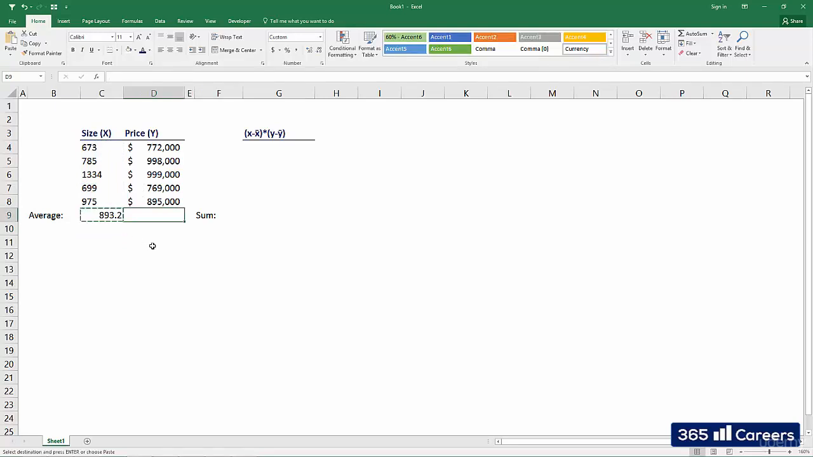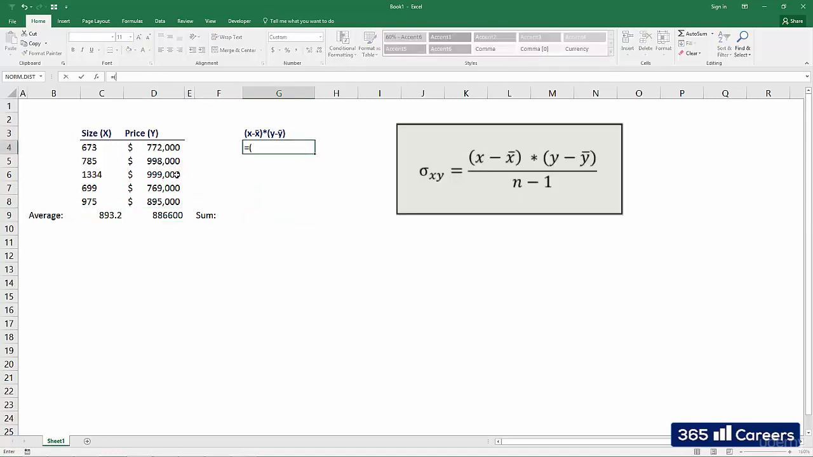I'll do the same for house prices. Okay, excellent. This is the average house size and the average house price in our example. Now, let's calculate the nominator of the covariance function. Starting with the first house, I'll multiply the difference between its size and the average house size by the difference between the price of the same house and the average house price. Once we're ready, we have to perform this calculation for all houses we have in the table, and then sum the numbers we've obtained.